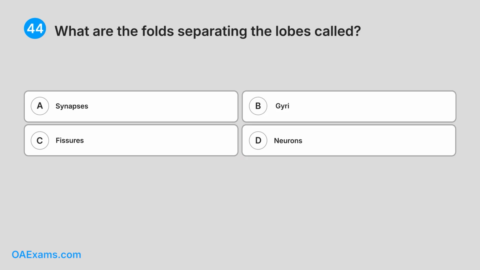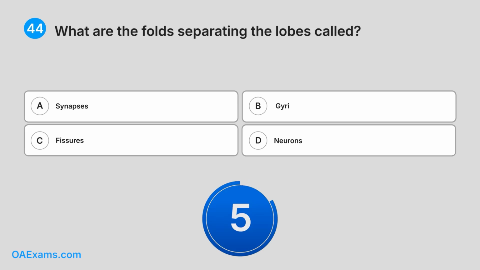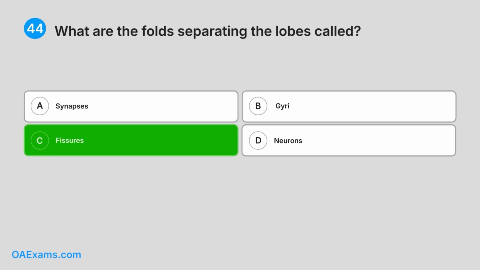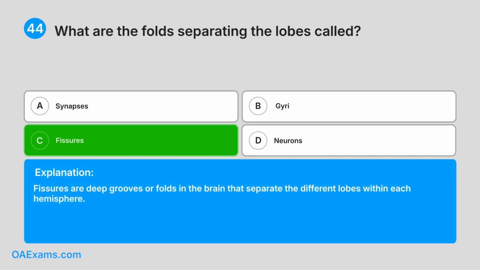44. What are the folds separating the lobes called? A. Synapses. B. Gyri. C. Fissures. D. Neurons. Can you guess the answer? Correct answer. C. Fissures. Explanation. Fissures are deep grooves or folds in the brain that separate the different lobes within each hemisphere.